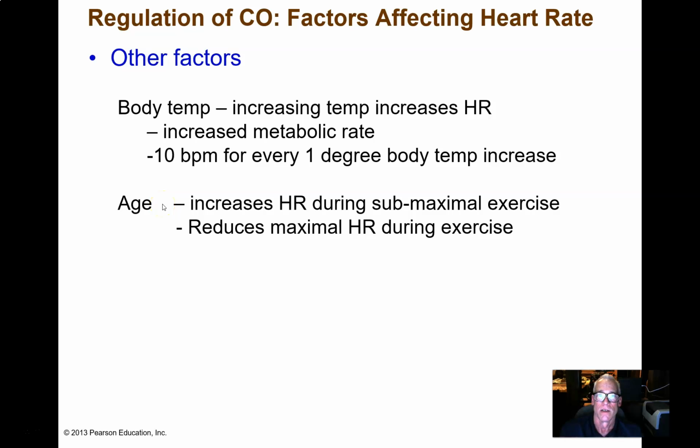Age. Your heart rate during any particular intensity of exercise will be elevated as you age. In other words, if you're doing the exact same speed of running, you have a higher heart rate with each year of advancing age. Yet, your maximum heart rate will decrease. You guys will have a maximum heart rate a little less than 200 beats per minute, right around there. Your max heart rate is approximately 220 minus your age in years.